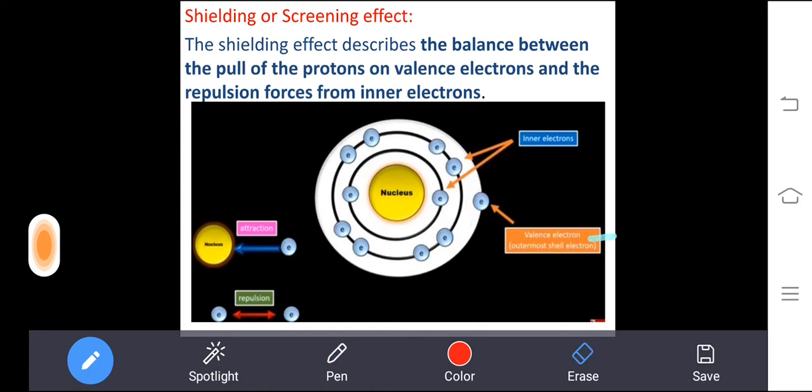Now what is the meaning of the shielding effect? What is the nature of the nucleus? It will attract the outermost electron. That it will do.